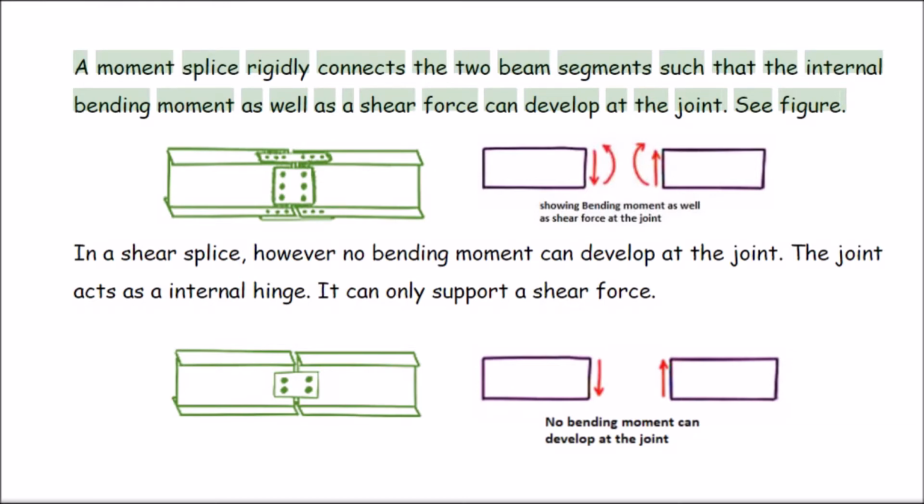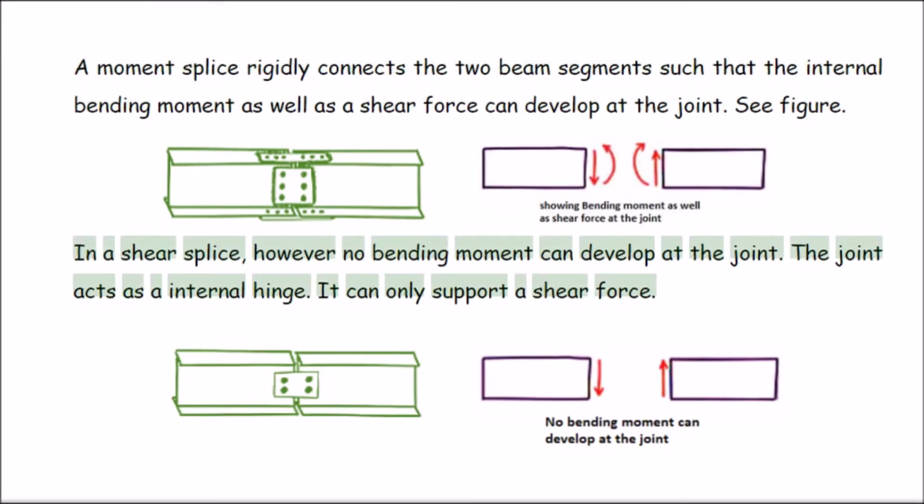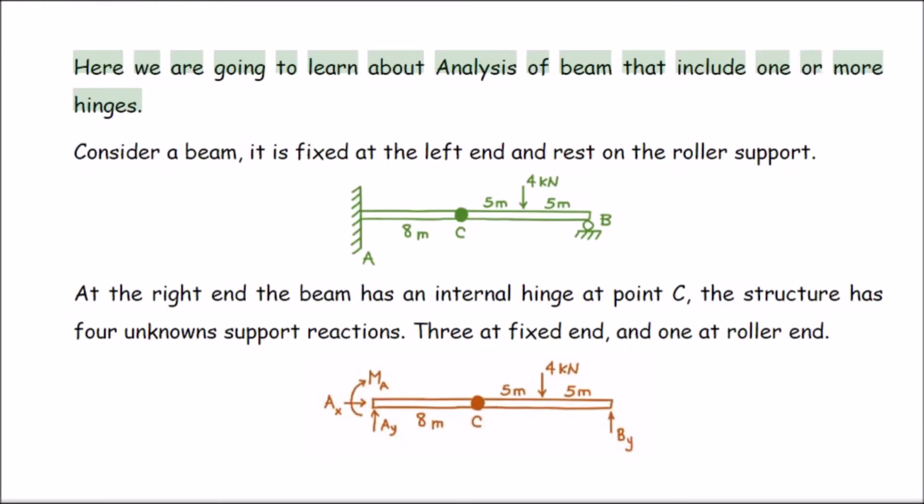See figure. In a shear splice, however, no bending moment can develop at the joint. The joint acts as an internal hinge. It can only support a shear force. Here we are going to learn about the analysis of beams that include one or more hinges.